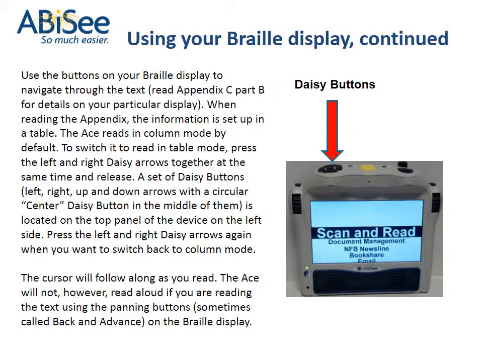When reading the appendix, the information is set up in a table. The Ace reads in column mode by default. To switch it to read in table mode, press the left and right daisy arrows together at the same time and release. A set of daisy buttons, left, right, up and down arrows with a circular center daisy button in the middle of them, is located on the top panel of the device on the left side. Press the left and right daisy arrows again when you want to switch back to column mode.